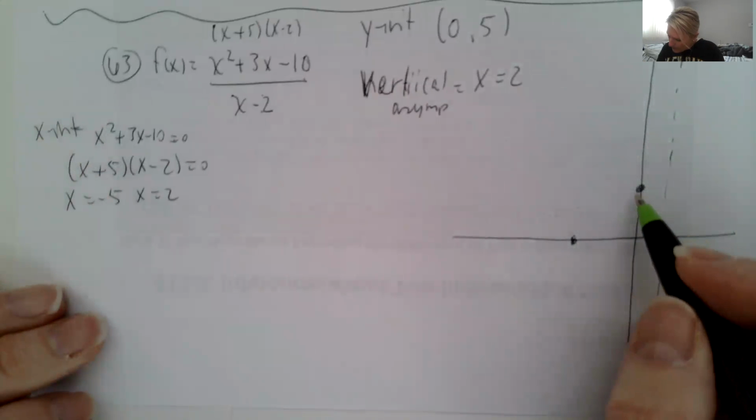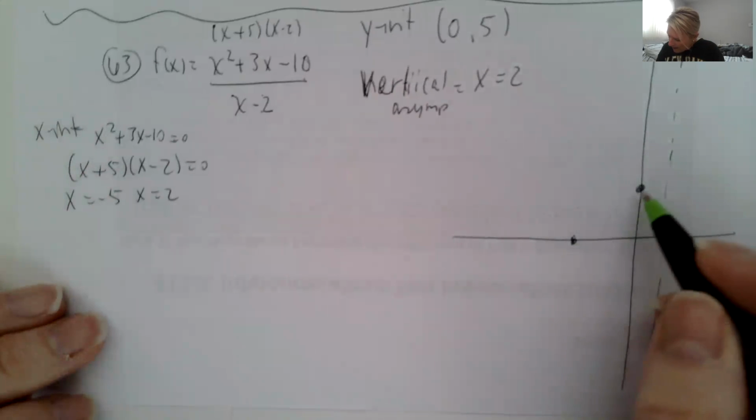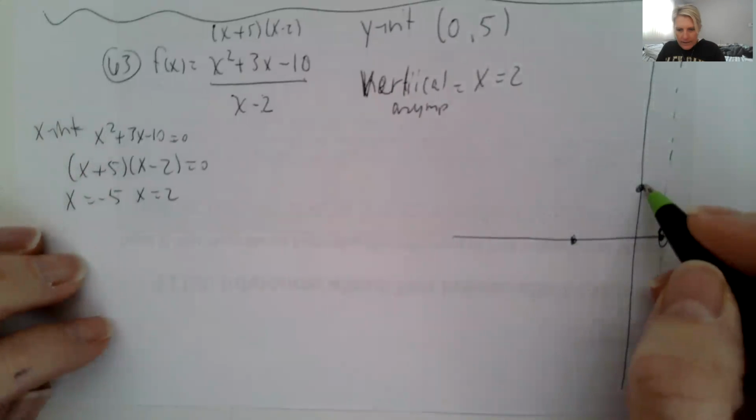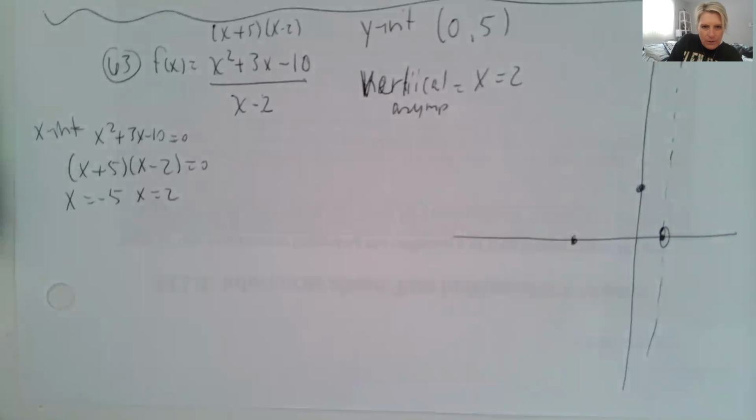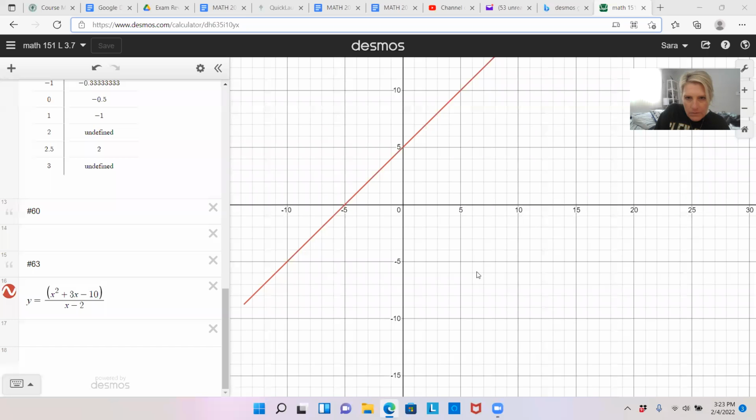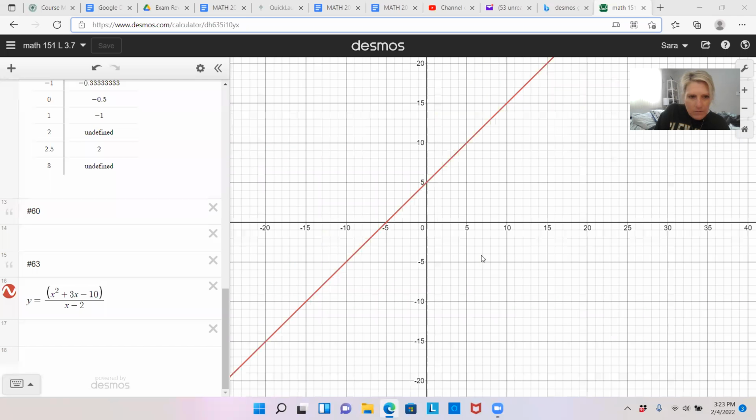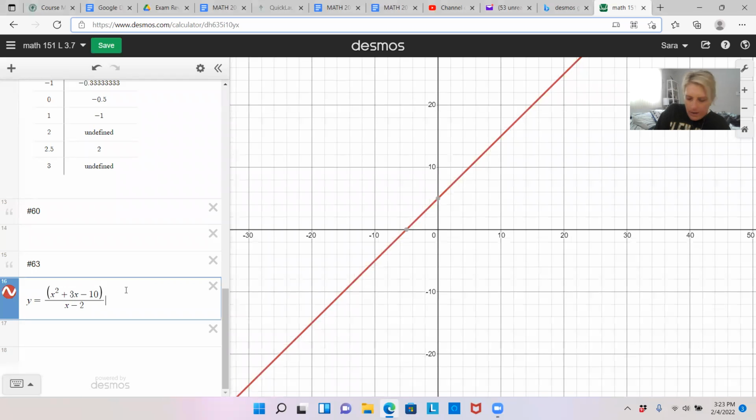So this is going to be a line. This is going to be interesting. Let's go look at this. It's x squared plus 3x minus 10 over x minus 2.